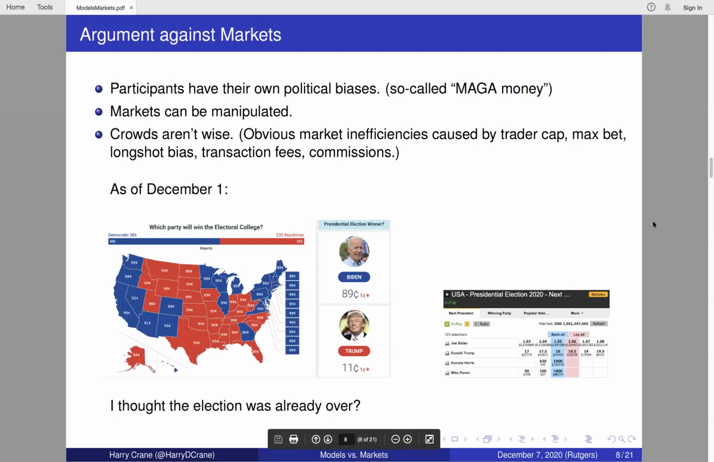Okay. At least in that case, to manipulate the market, the person who wanted to manipulate it had to risk a large amount of money to do so. So there is some kind of risk.